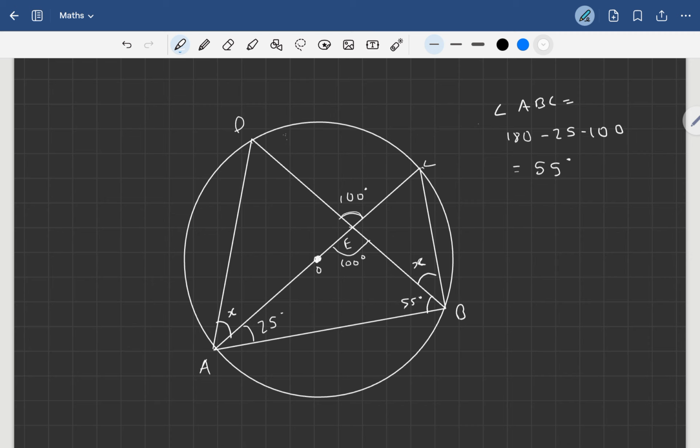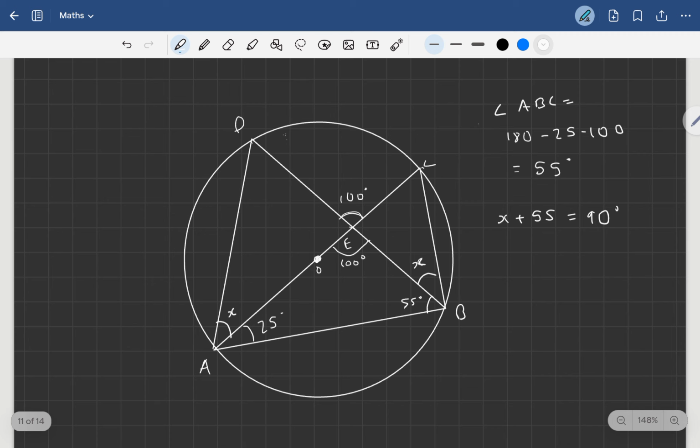Now, we also know that AC is the diameter of the circle. And if we use the very first circle theorem that we've learnt, we know that if we have a triangle, in this case ACB, and one line is along the diameter, then the opposite angle has to be 90 degrees. In this case, angle B in total has to be 90 degrees. So X plus 55 is equal to 90 degrees. Okay, hopefully that makes sense.